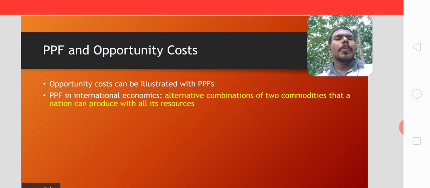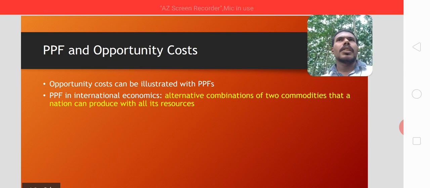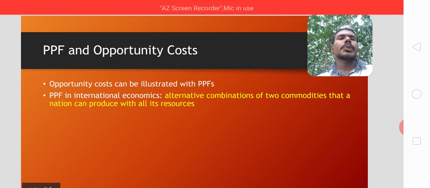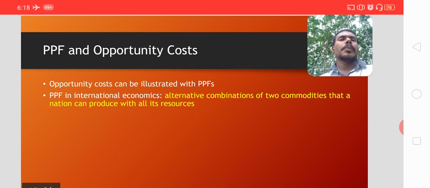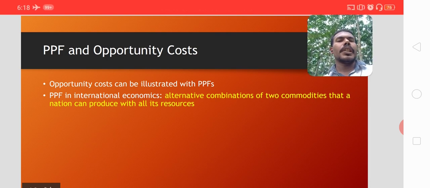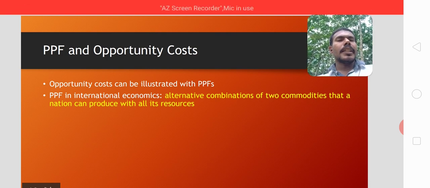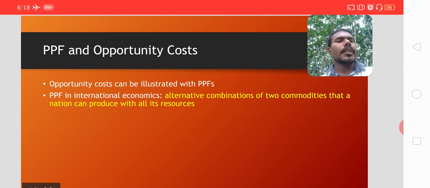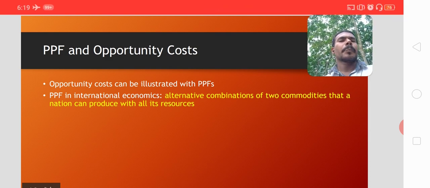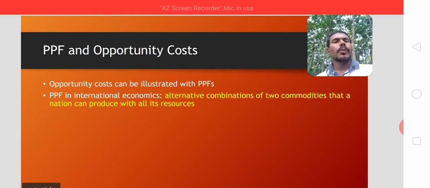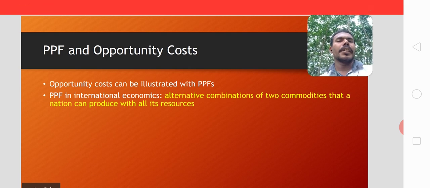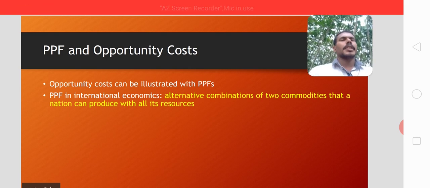In international economics, the production possibility frontier shows the alternative combinations of two commodities that a nation can produce with all the resources. If the production level is on the production possibility frontier, that means the production is with maximum resources. If it is inside the frontier, that means the resources are underutilized. If the point of production is beyond the production possibility frontier, that means it is not feasible in a nation. It is beyond the production capacity of the nation.